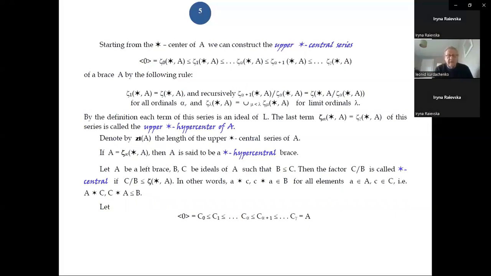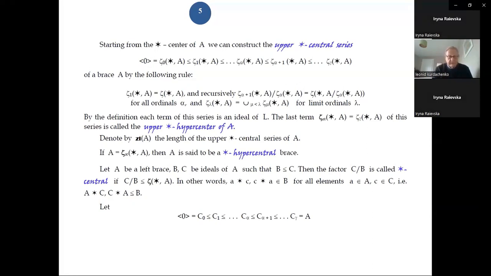From this definition we can see that every term of this series is an ideal of A. The last term of this series is called the upper star hypercenter of A. And we denote by L(A) the length of this upper star central series. And as usual, if A coincides with its upper star hypercenter, then A is said to be a star hypercentral brace.